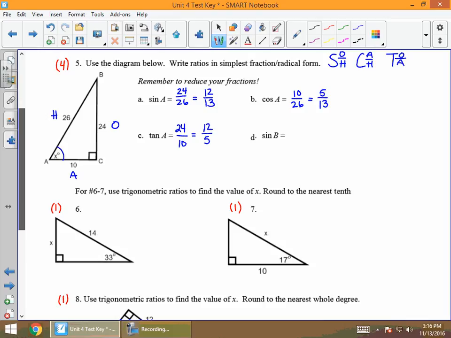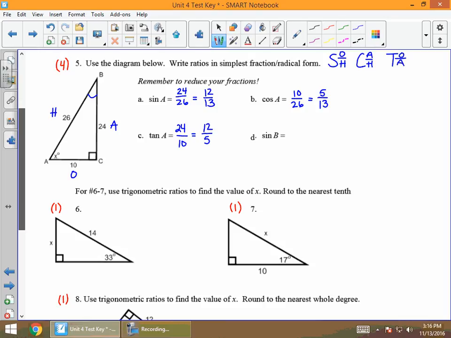Now as I get to letter D, this wants me to find the sine of B. So I'm going to go back and erase that off my triangle. Here's angle B, which makes 10 the opposite now. 26 is still the hypotenuse, and now 24 is the adjacent.